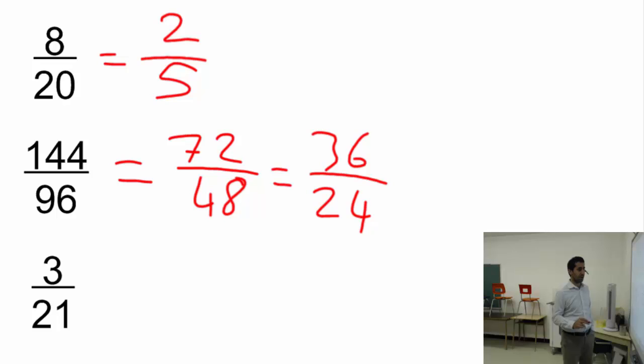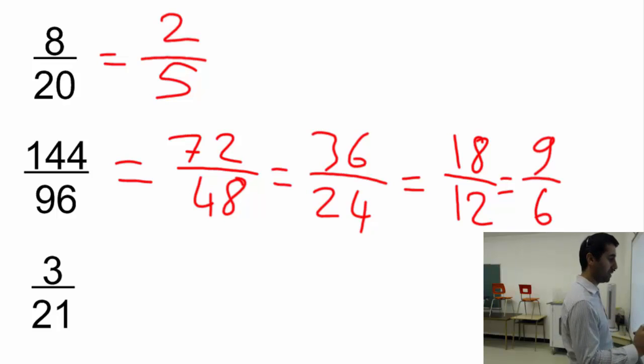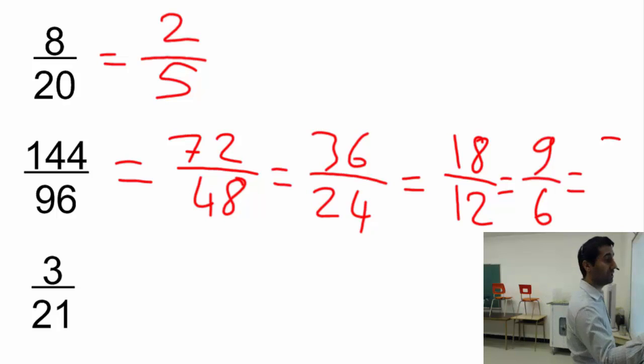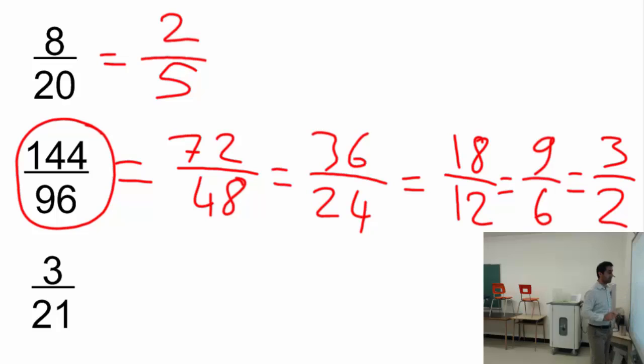And I can divide both of them by 2 once again. So let's do that. 18, 12. I'm going to divide by 2 again. 9 and 6. And I can't divide by 2 anymore, but I can divide both of them by 3. So that will give me 3 there, 2 there, and that's it. I cannot divide any more. 3 divided by 2 is the lowest term for 144 divided by 96.